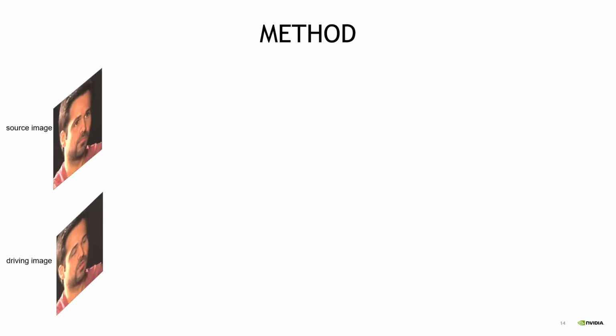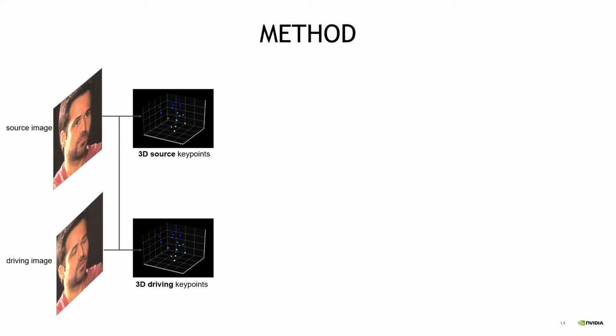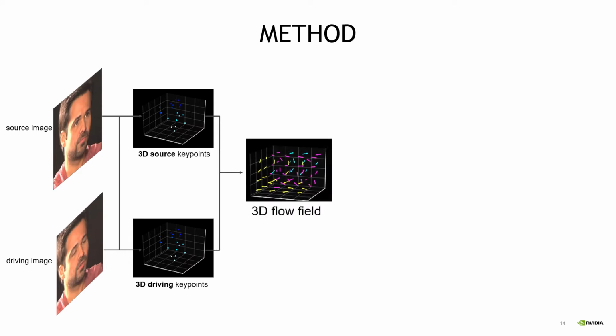Here we are going to describe the high-level operation of the Face-VID2VID. For the source image and driving image, through a set of processing, eventually we will get two sets of 3D key points, one for the source image, one for the driving image. These key points specify the location of the facial features in 3D. And through these two sets of points, we're gonna infer 3D flow.